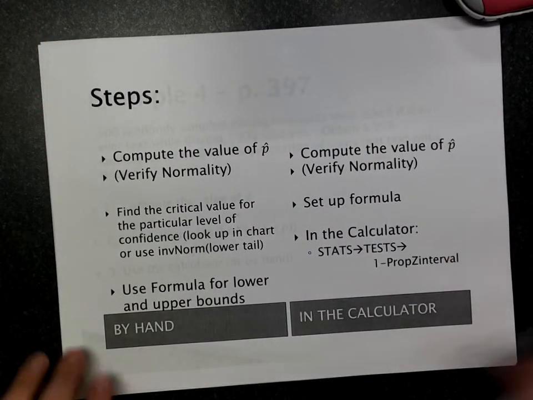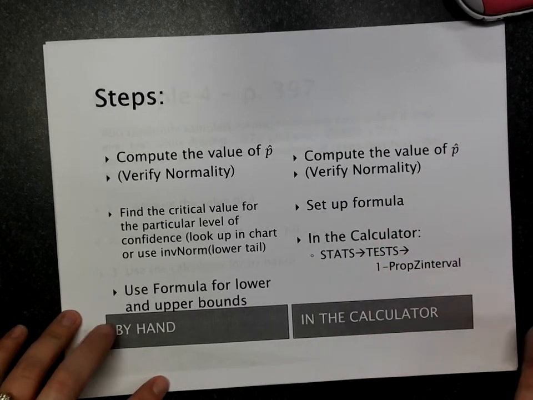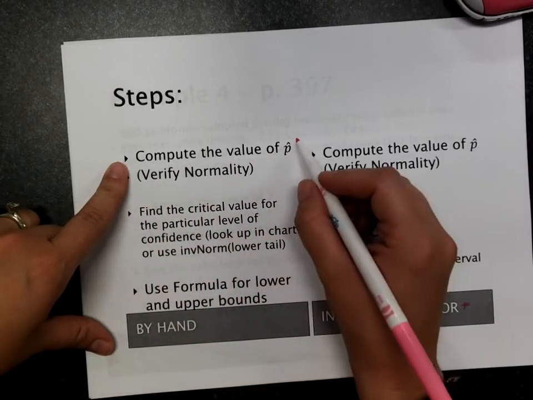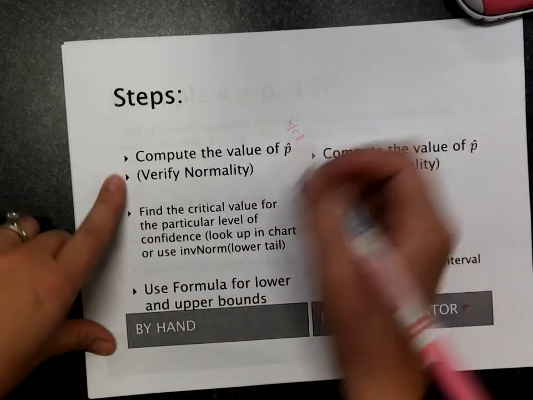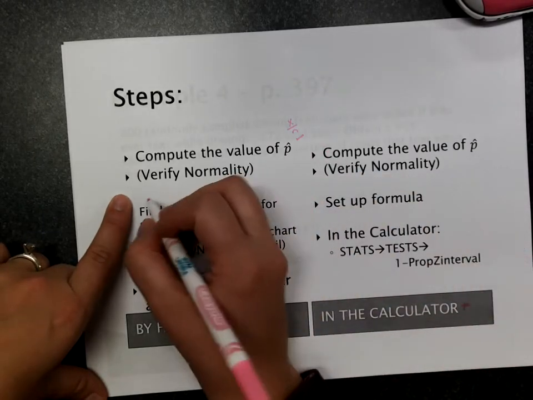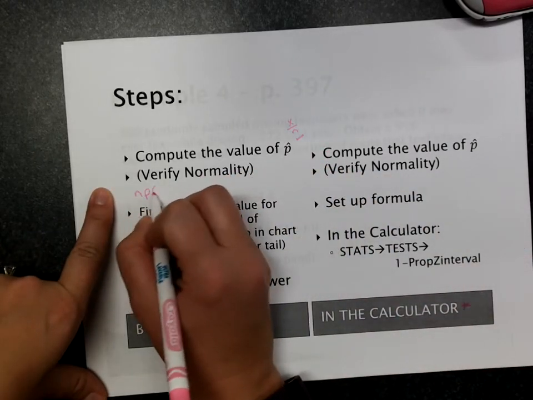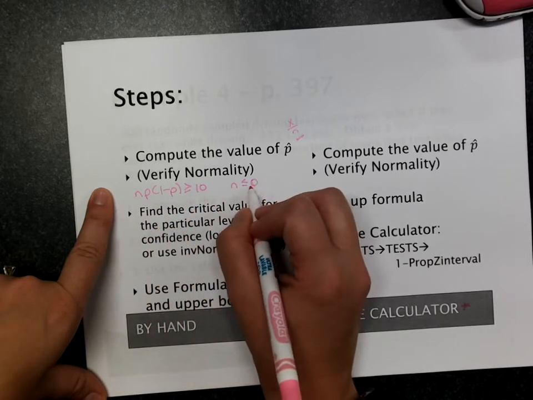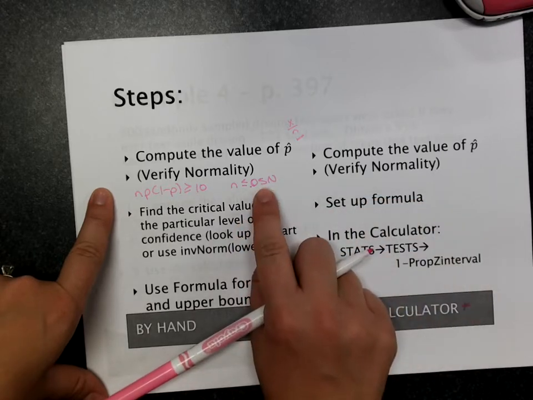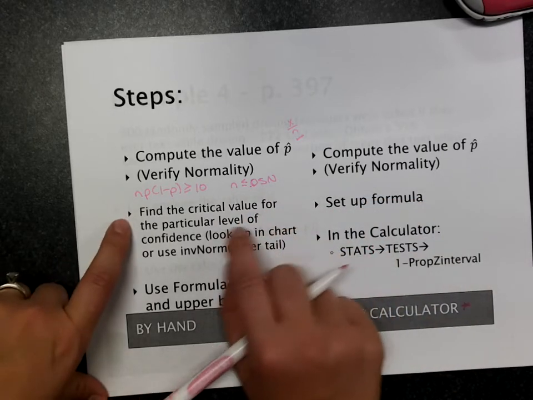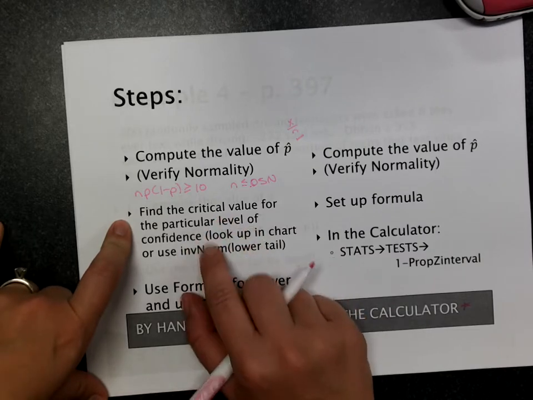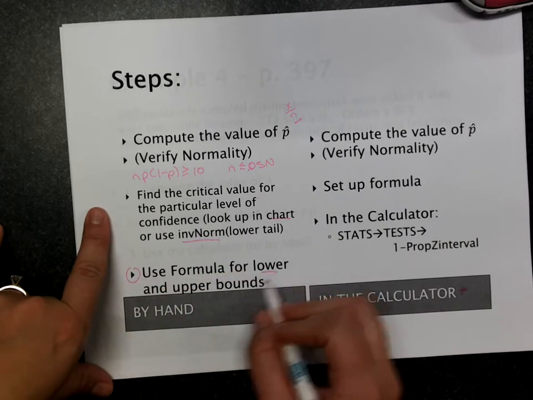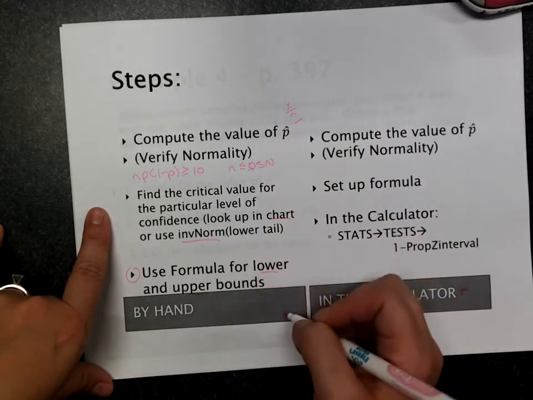So we can do this purely by hand or in the calculator. Most students prefer the calculator. If we're going to do this by hand, we have to compute the value of p hat, which remember is x over n. Verify normality, which I don't overemphasize here. That's the n times p times 1 minus p is greater than or equal to 10, and the sample is less than or equal to 5% of the population. So those two checks verify normality. Then you find the critical value for the particular level of confidence. You can look it up or use inverse normal. Then you plug everything into the formulas for the lower and upper bounds. So that's how to do every step by hand.